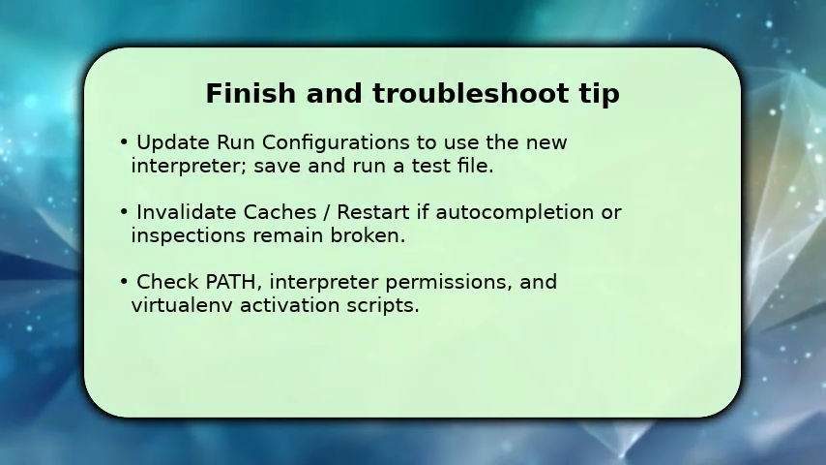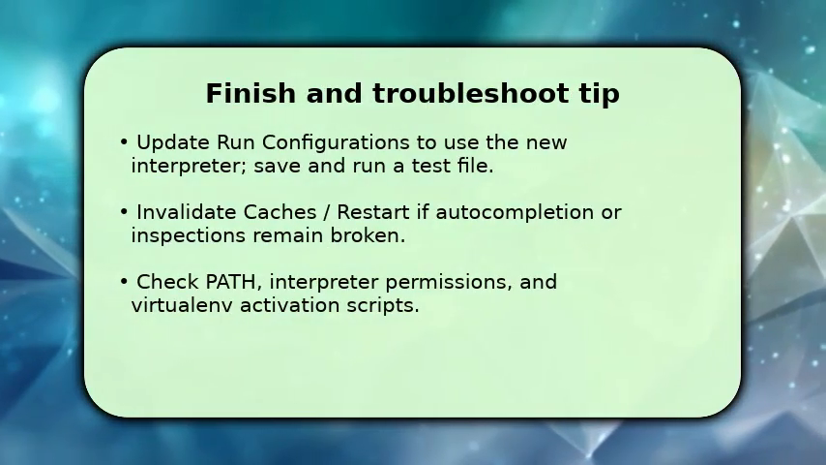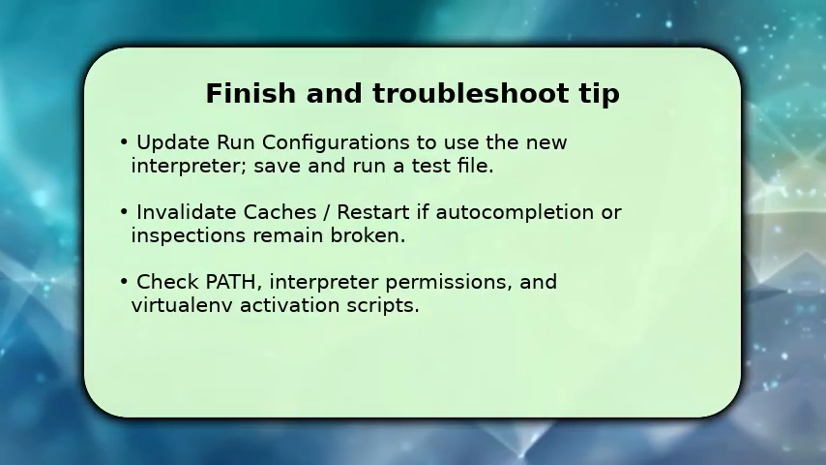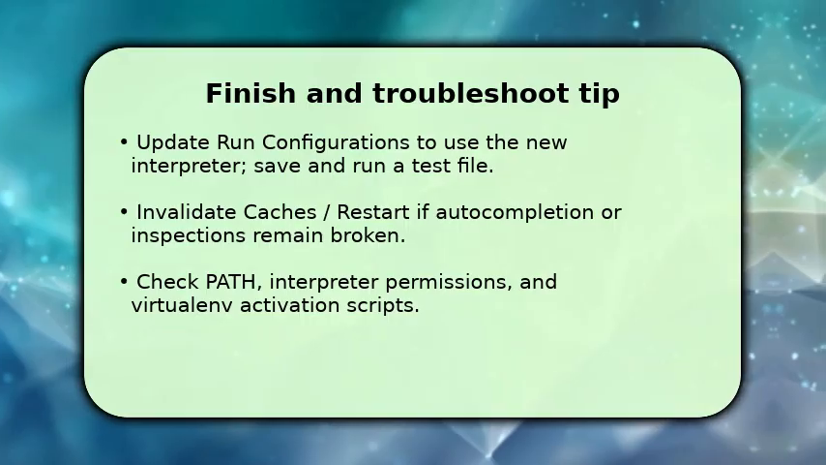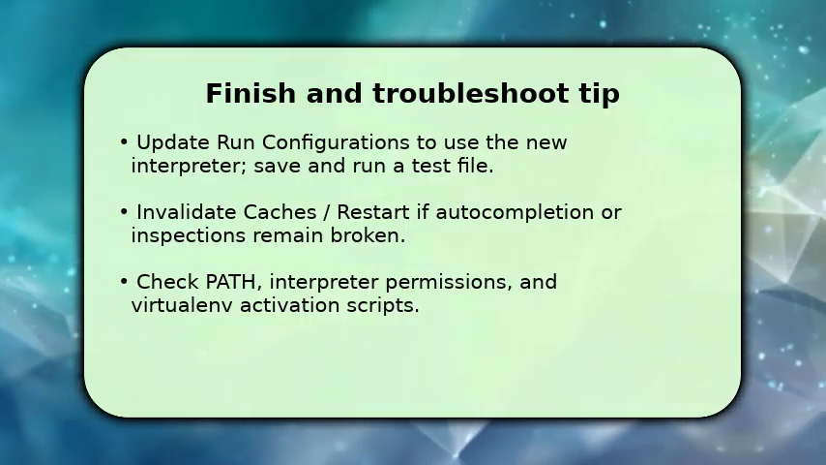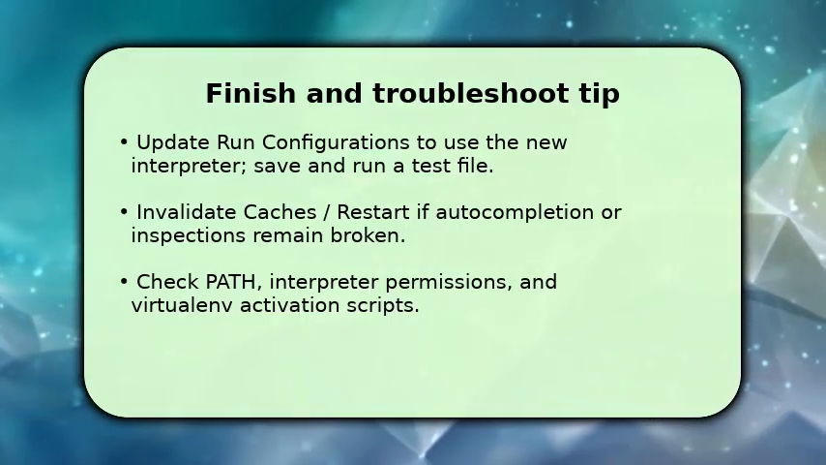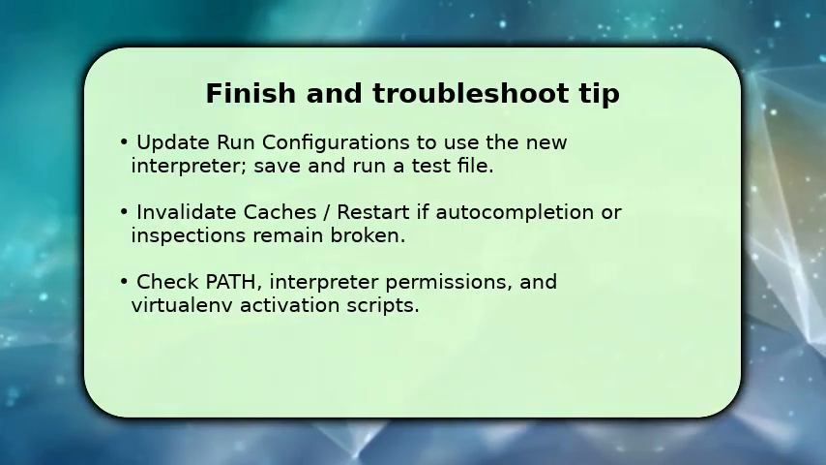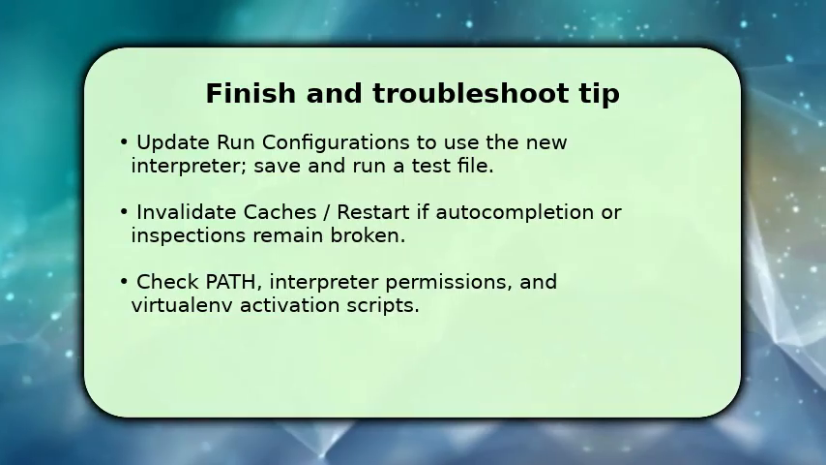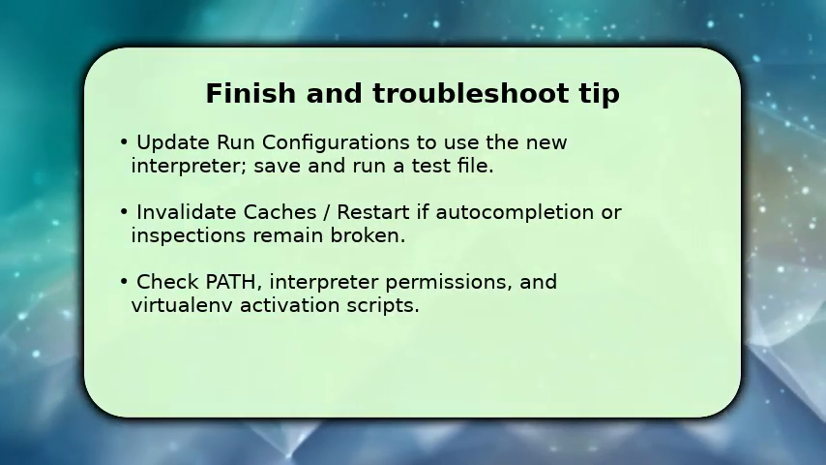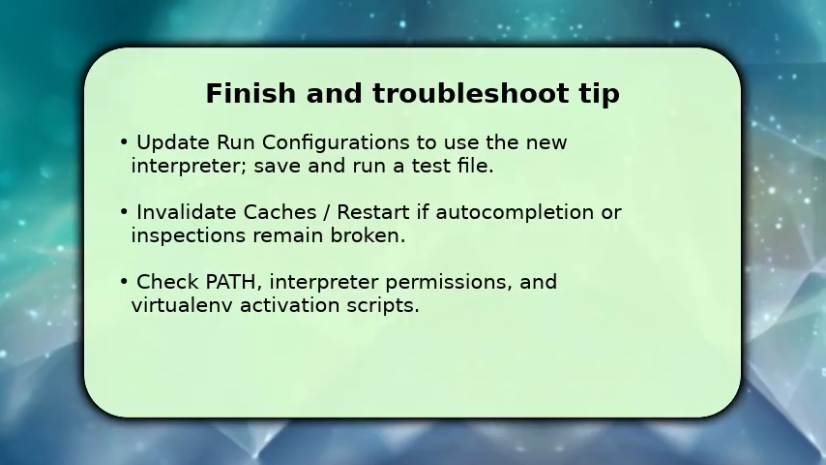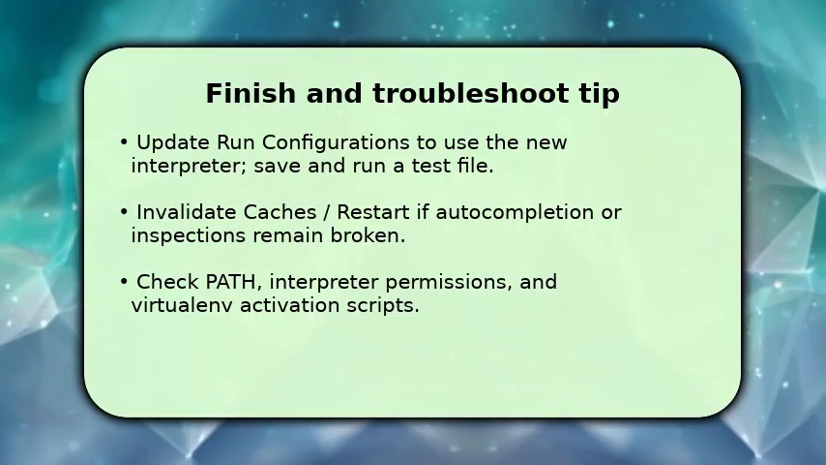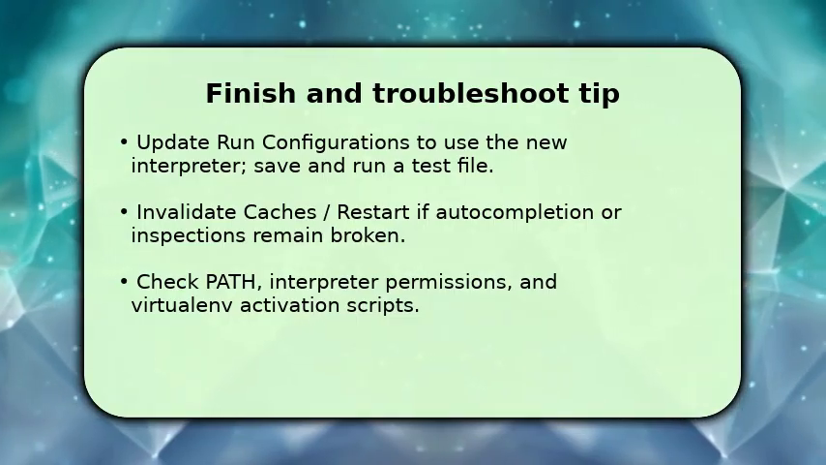Finish by updating run configurations to use your new interpreter and run a simple script to confirm behavior. If inspections or auto-completion still look wrong, invalidate caches and restart PyCharm. This often clears stale metadata. If problems persist, check OS path and file permissions and ensure your virtualenv activation scripts are intact. Broken activation is a common root cause. Remember, reproduce the error, change one thing, and test again to isolate the issue quickly.